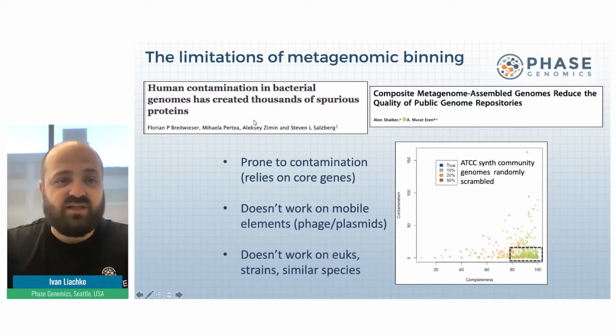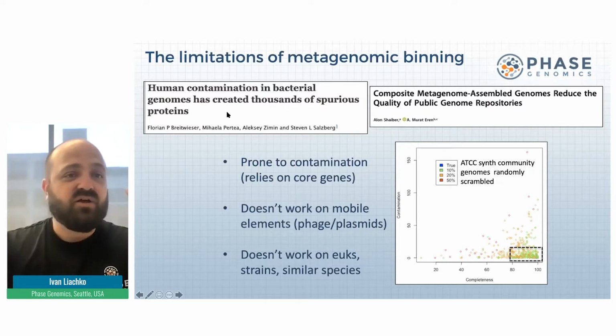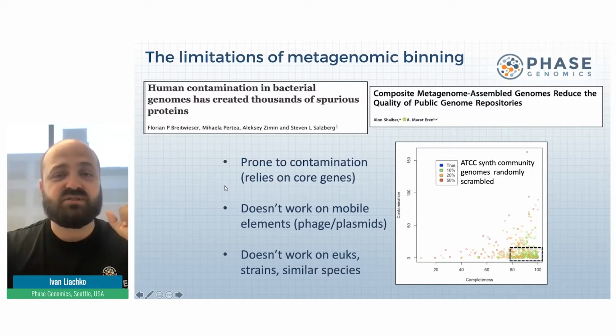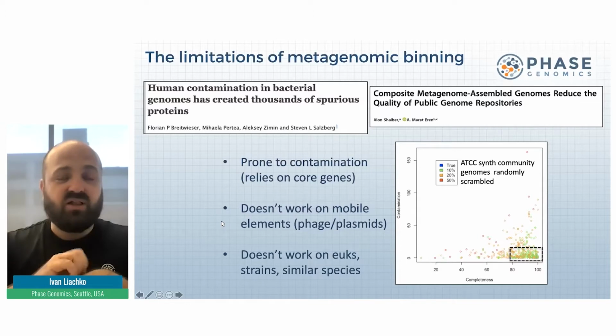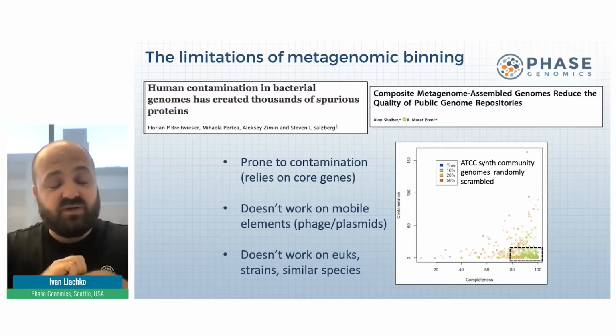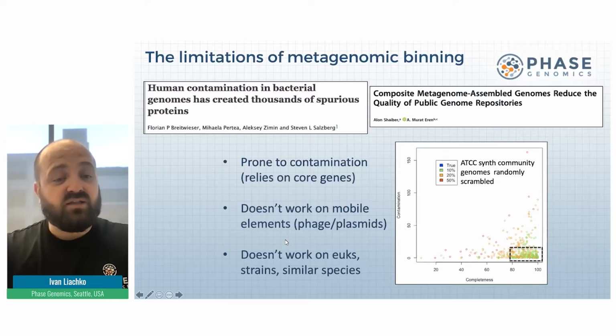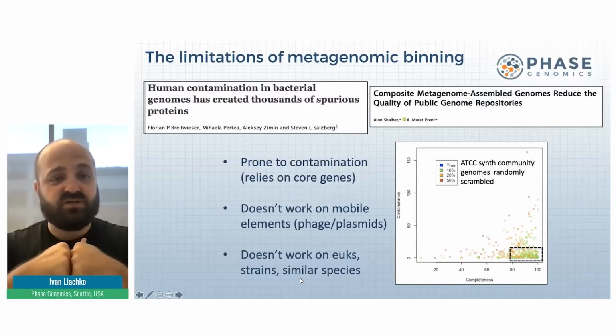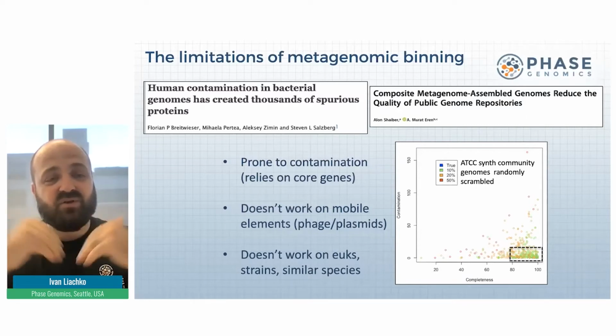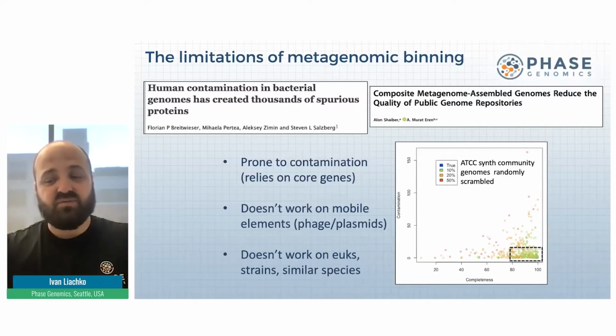It also picks up host sequences. If you're doing a human microbiome sample, you will sometimes pick up host sequences. It doesn't work on mobile elements like phages and plasmids because they don't follow the same rules as genomes do. They don't follow the same abundance rules and they have different sequence characteristics. It often doesn't work on eukaryotes and strains of the same organism or similar species, because if they're present in similar abundances, their sequences are very similar.